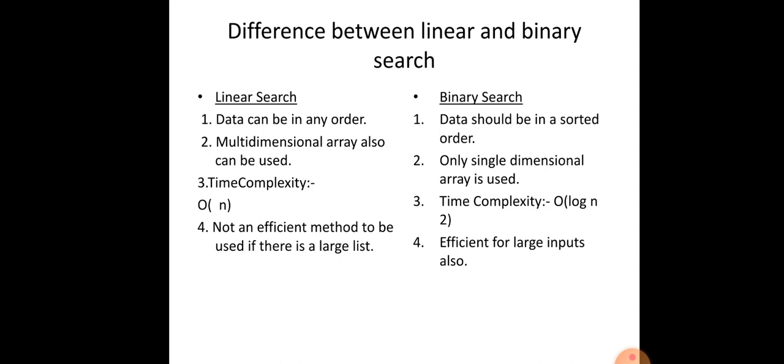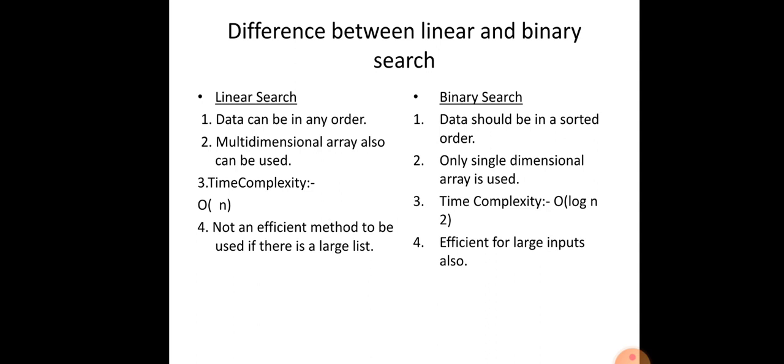Now the difference between linear and binary search. In linear search the data can be in any order, that is an unordered list of elements. Linear search is implemented on an unordered list, but binary search works only on a sorted array, a sorted list of elements. In linear search a multi-dimensional array can also be used, but in binary search only a single dimensional array is used. The time complexity of linear search is O of n.